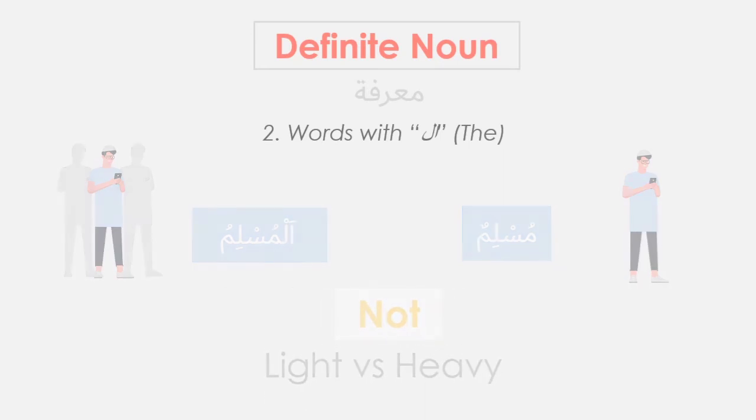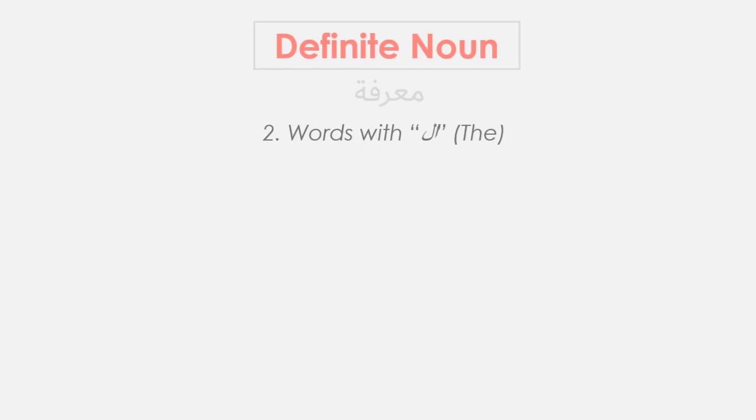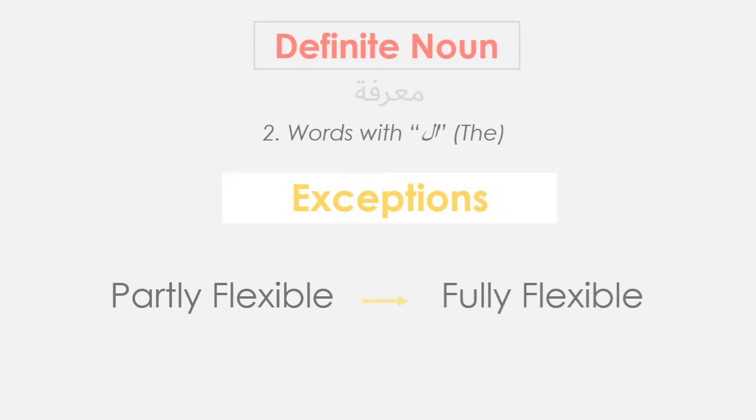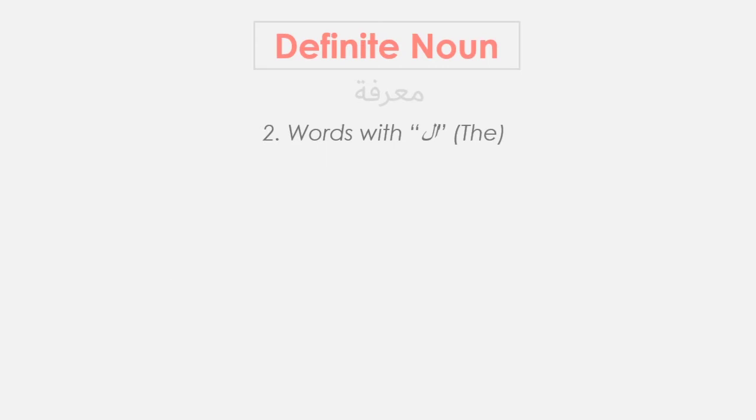In our earlier lesson on flexibility, we learned there are two exceptions in which a partly flexible word becomes fully flexible. That is, they can take a kasra. One of these exceptions is al. For instance, masajidu is partly flexible. It will be masajidu in rafa status, masajida in nasab and jar. By adding al, we will have al-masajidu in rafa, al-masajida in nasab, and al-masajidi in jar.